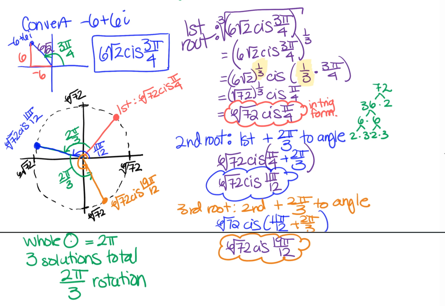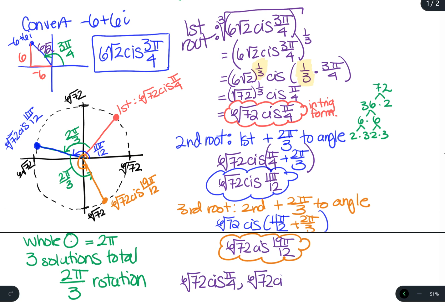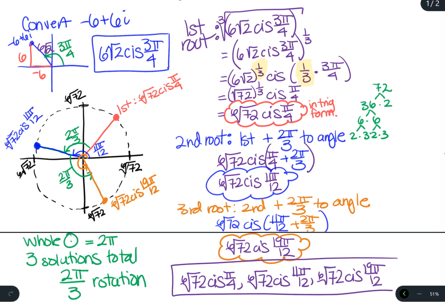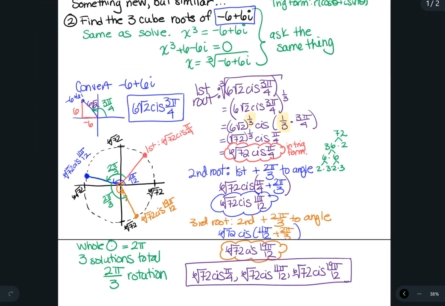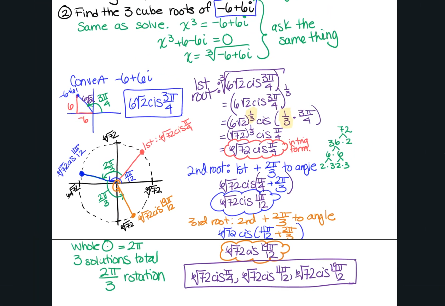Okay, so when you write out your final answer, we're going to write out all three of those in our list. And so we have the sixth root of 72 cis pi over 4, comma, sixth root of 72 cis 11 pi over 12, comma, the sixth root of 72 cis 19 pi over 12. We don't need set notation because it didn't ask us to solve anything. Remember, if we go back to the very beginning, it said find the 3 cube roots of -6 plus 6i. And those are our 3 cube roots then of -6 plus 6i.